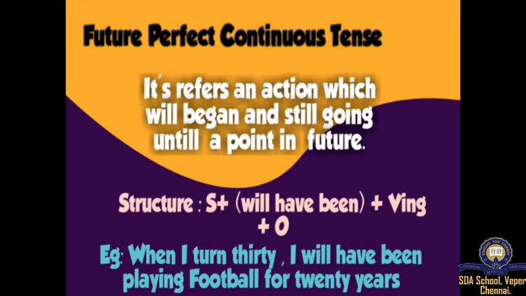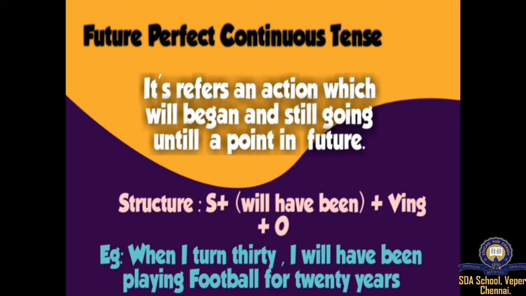First, let's see its definition. It refers to an action which will begin and still be going on until a point in the future. I'll repeat. Future perfect continuous tense. It refers to an action which will begin and still be going on until a point in the future. And its structure is subject plus will have been plus verb with ing plus object.